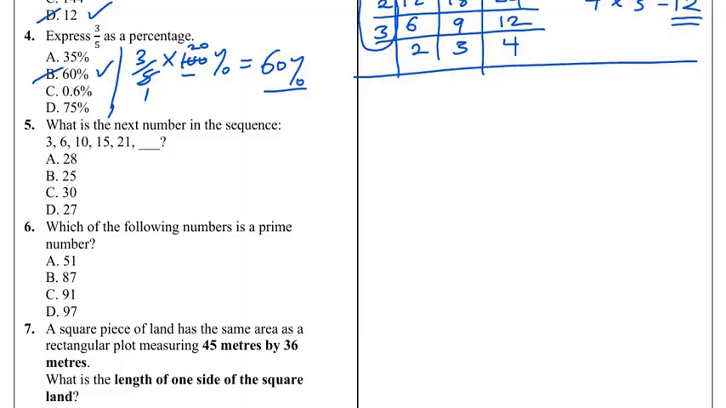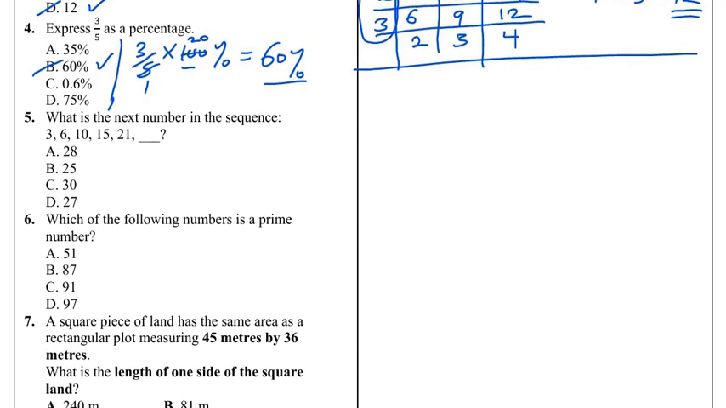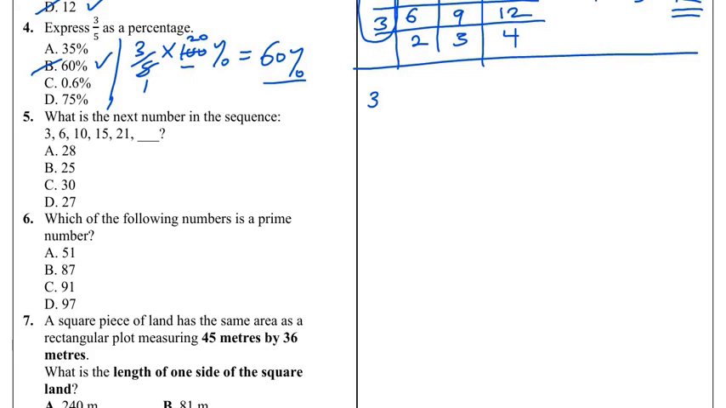Question 5. What is the next number in the sequence? We have a sequence here. Allow me to write the sequence. We have 3, 6, 10, 15, 21, and then we have a dash, and we have to give the next value. So we must inspect this so that we can know what is happening.